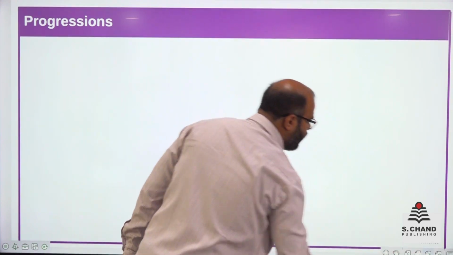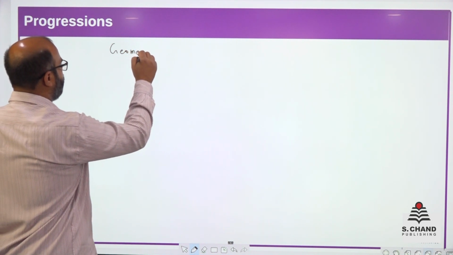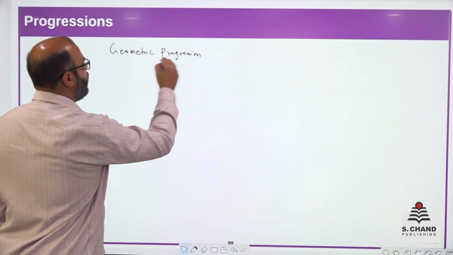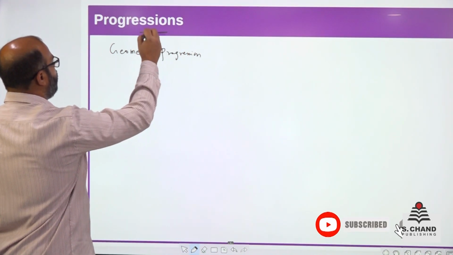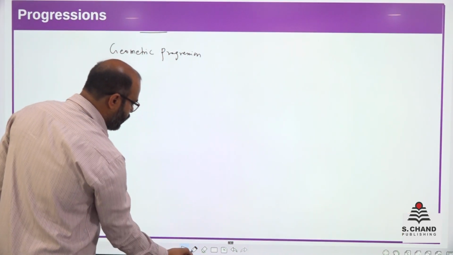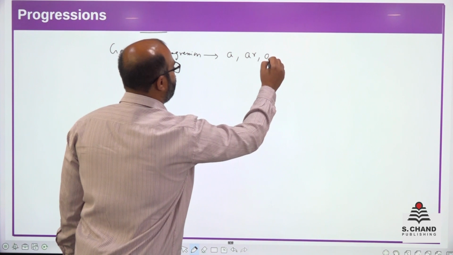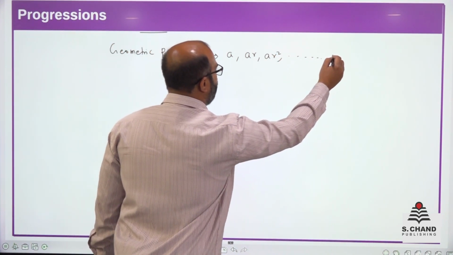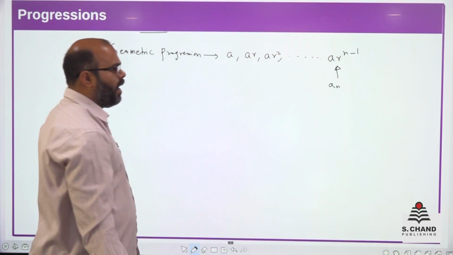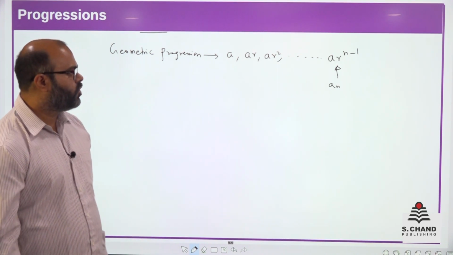Next, which we have to see here, is geometric progression. A geometric progression is defined by consecutive terms having a common ratio, which is generally taken as r. So we take the terms as a, ar, ar square, and so on. And the last term, the nth term, is ar to the power n minus 1. What is r? r is the common ratio. And what is a? a is the first term of this GP.